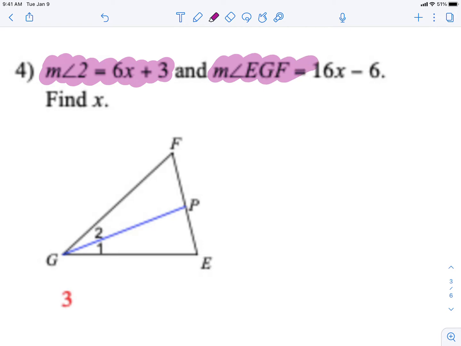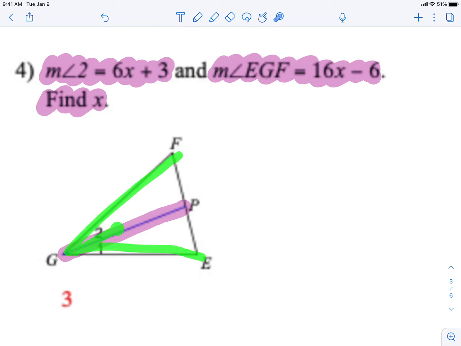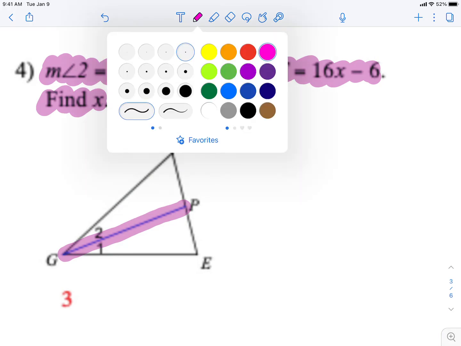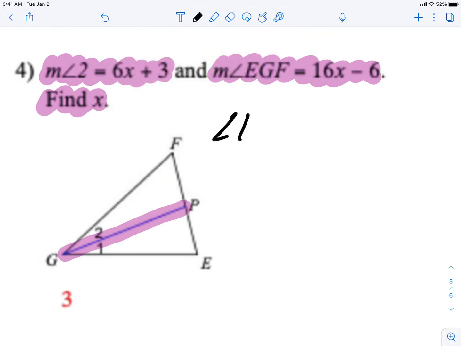Angle EGF is 16x minus 6. Find x. Well, we know that GF is the bisector of EGF. EGF was split down the middle, look. So we know that angle 2 and angle 1 are the same, and they add up to EGF. So angle 1 plus angle 2 is equal to angle EGF.